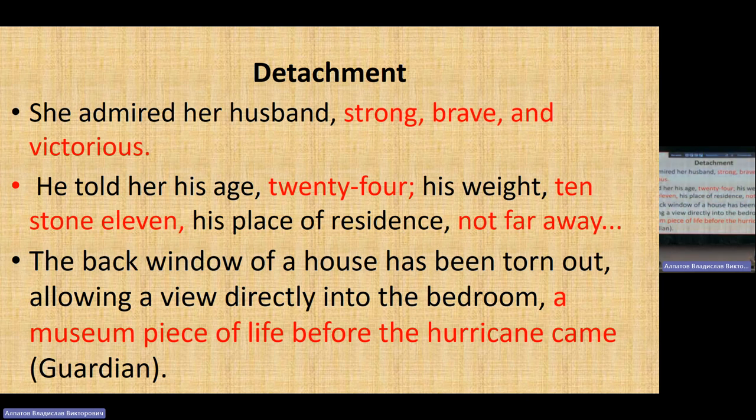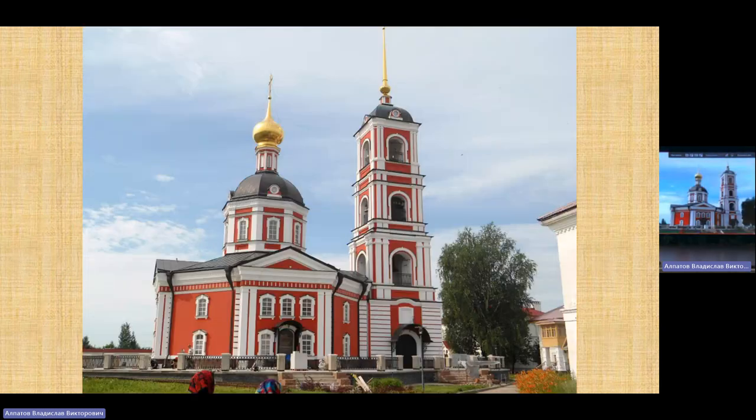So this is from an article about the aftermath of Hurricane Irma in the United States, which gives this vivid image of the bedroom, which was not devastated by the hurricane, when everything else around was torn and twisted and broken. And that was like a museum piece of life before the hurricane came. So it gave us a glimpse into what it looked like before the hurricane.